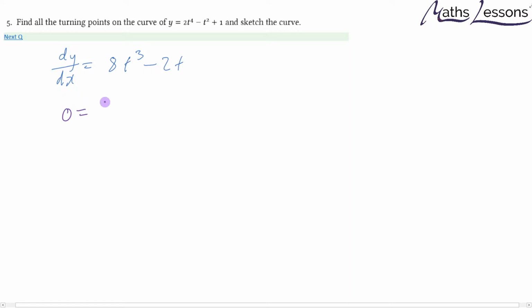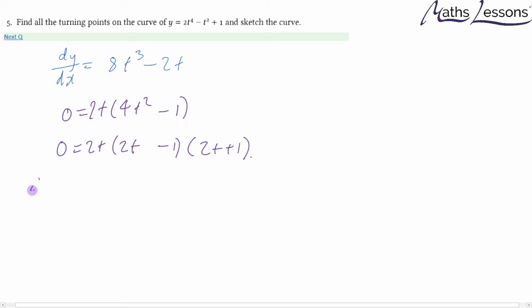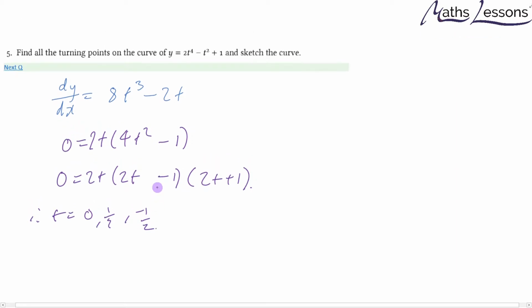And I'm going to factorise while I'm at it. I can take out 2t. That leaves me 4t squared minus 1. And hopefully you spotted the difference of two squares. So that's 2t, and that's going to be a 2t minus 1 and a 2t plus 1. So therefore, t can equal 0, or this could equal 0, so t will equal half, or t will equal minus a half, our 3 values for t.